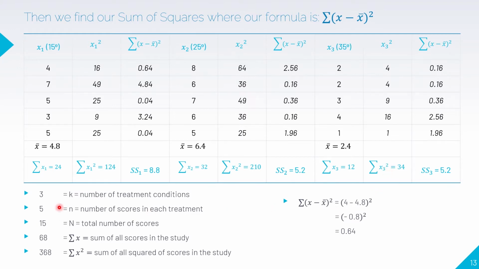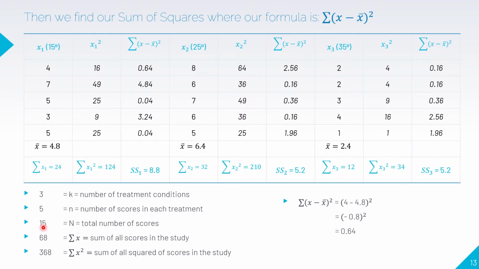So other than that, we need to find our k, our n, big letter N, and the summation of our x, and our summation of x squared. So our k means the number of treatment conditions. So we have 3. We have the 15 degrees, the 25 degrees, and 35 degrees. And our n, the number of scores in each treatment, which are these. We have 5. In each column, we have 5. And our N, the total number of scores, where we have 5 here, plus 5 here, plus 5 here. So in total, we have 15.